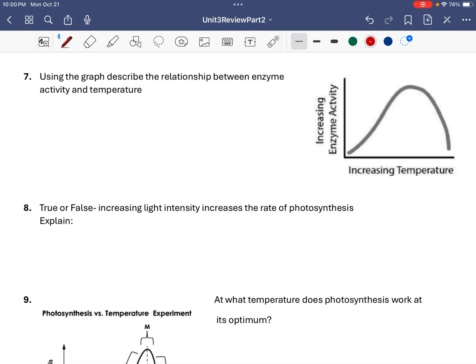So looking at the graph, again, we're going towards a more visual exam these past couple of years. Looking at the graph describes the relationship between enzyme activity and temperature. So here we see increasing enzyme activity and increasing temperature. It's just common knowledge that right there would be 0 and we can say like 100 over here. So enzyme activity right here is increasing. As temperature increases, your enzyme activity will increase and then you reach your optimum.